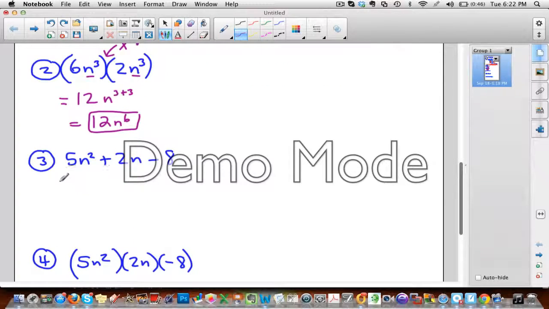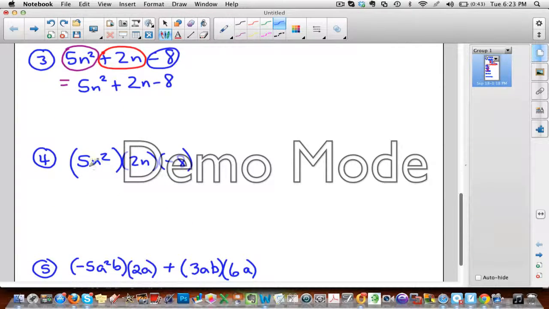Another one. Here I am adding and I'm subtracting. So the only way I can add or subtract is if I have like terms. So here I have n squared. I don't have any other n squareds. I have a 2n. If you notice, I circle the positive with the 2n. That tells me it's positive. And then I have a negative 8. I don't have any like terms here at all. So my answer is identical to my question. I can't go any further.